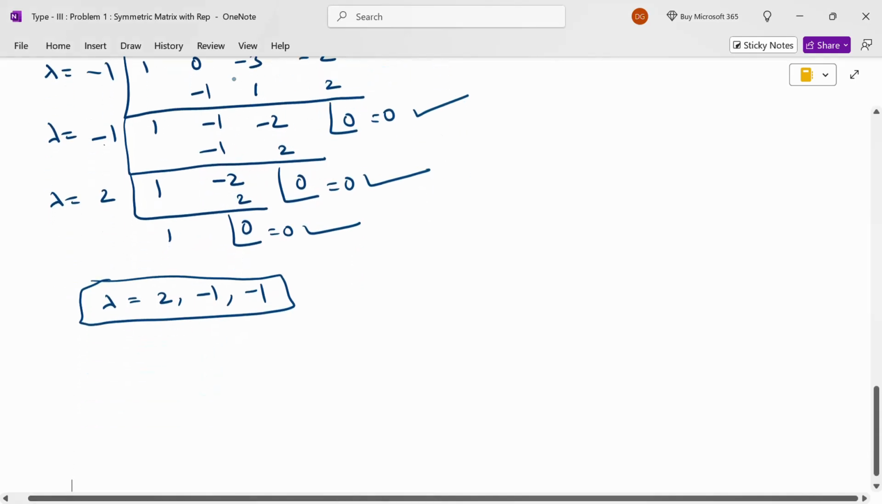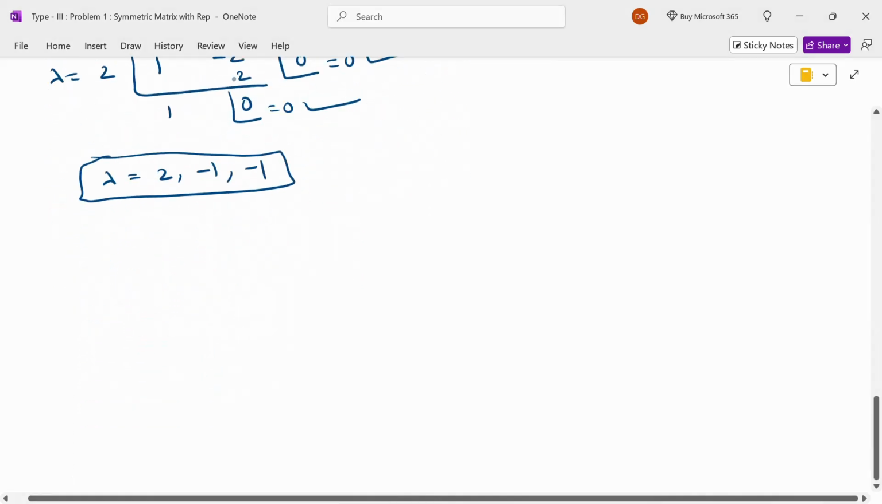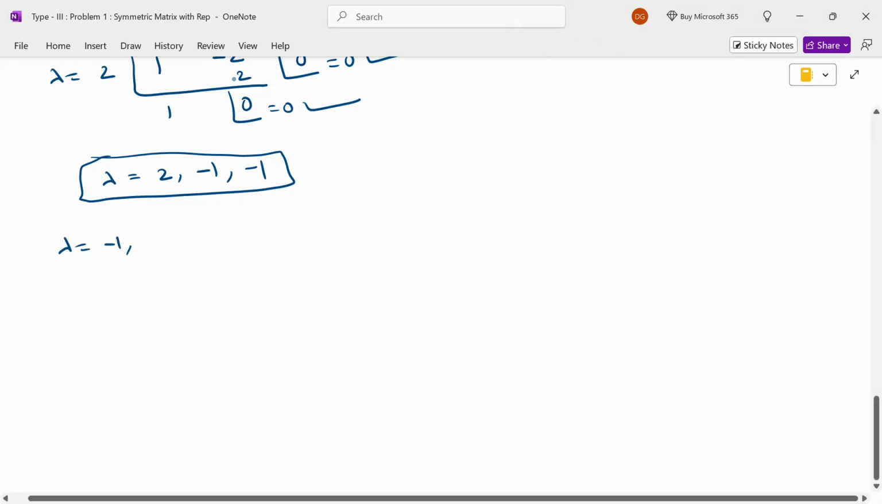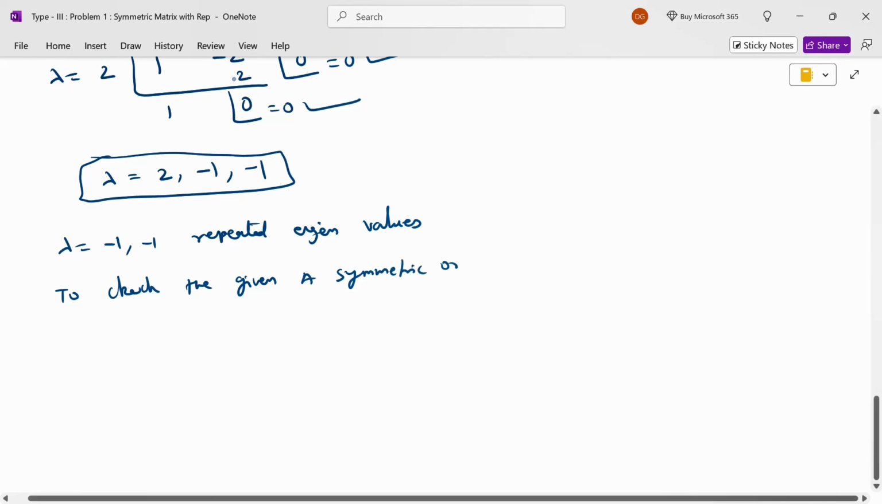So what is the type of this problem? Symmetric matrix and repeated eigenvalue. So lambda equal to minus 1 is a repeated eigenvalue. Therefore, to check whether the given matrix A is symmetric or not.